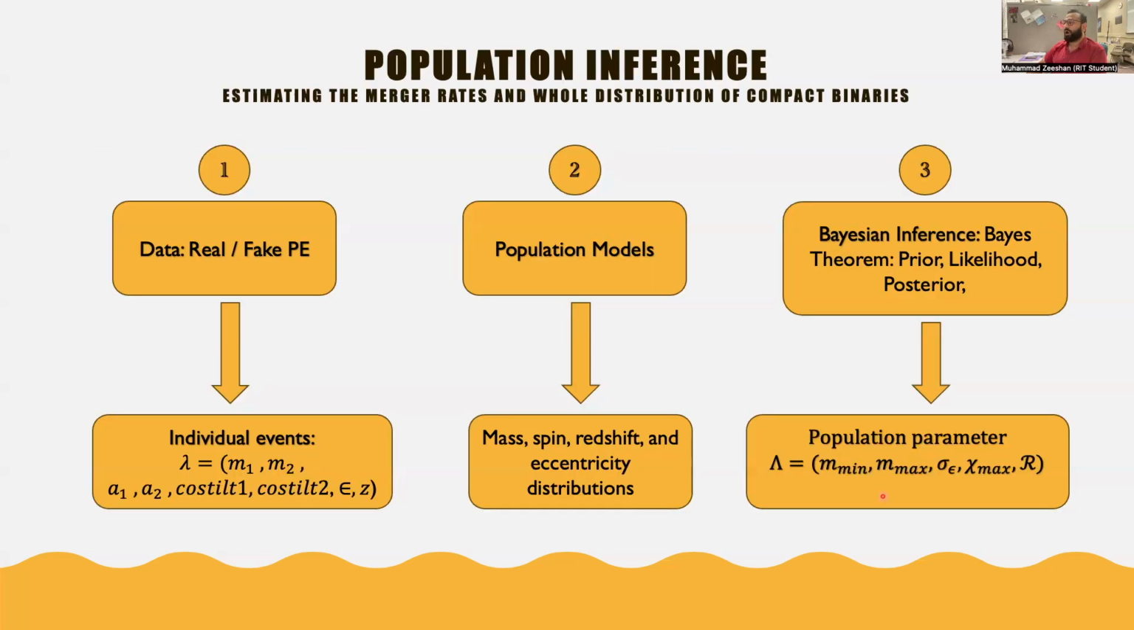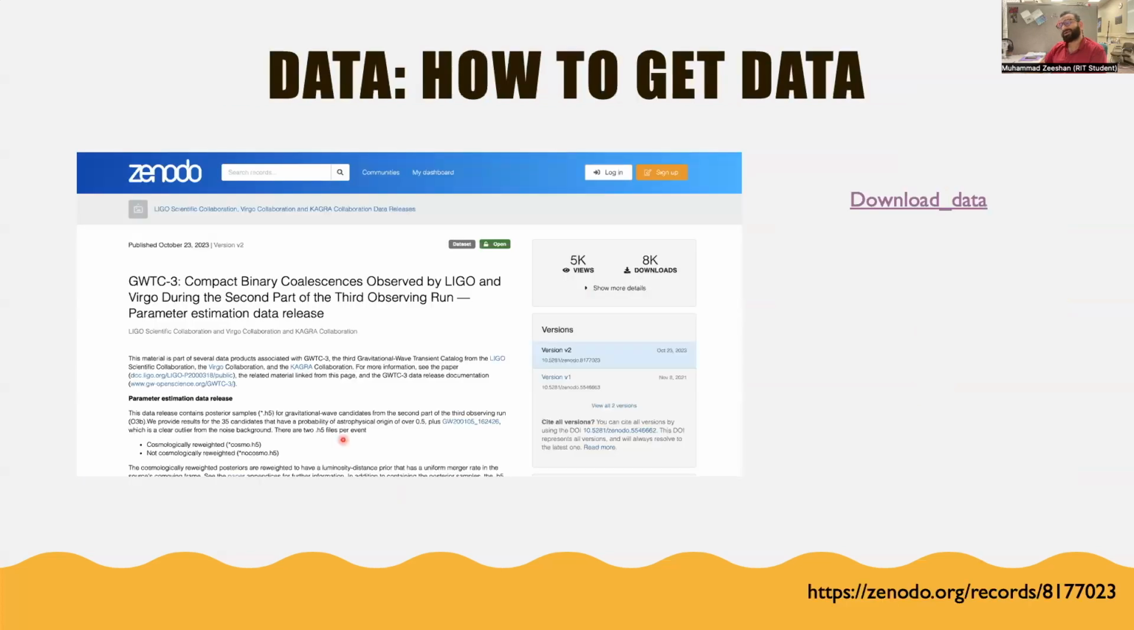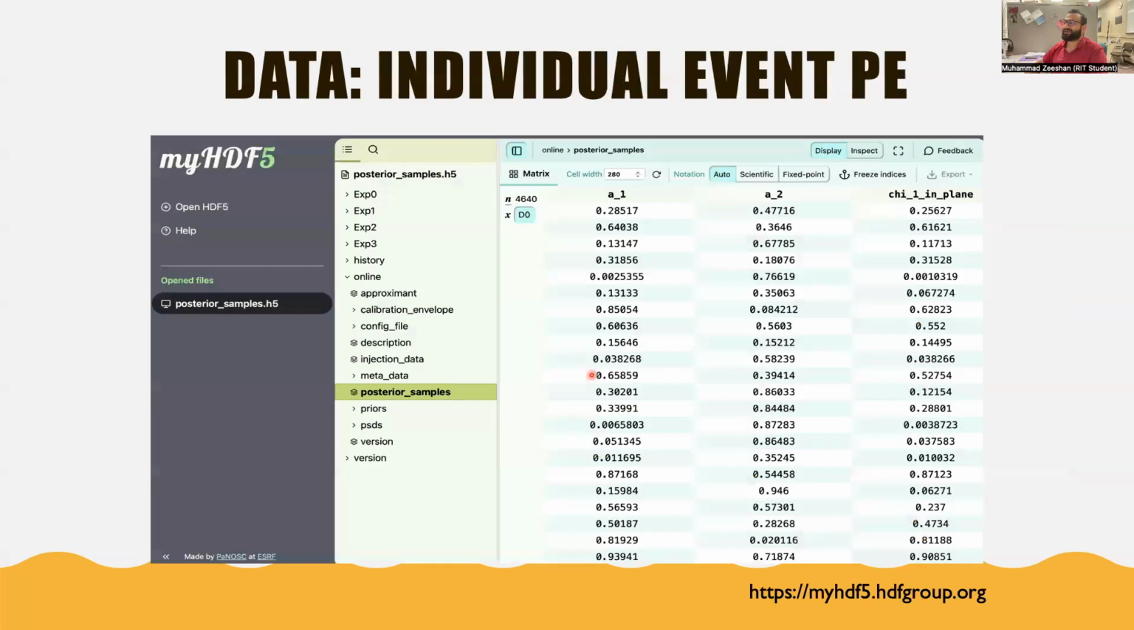So how do we do it? The first thing that we need is data. How can you get the data? The easiest way is to go to the Zenodo website. Here is the link, and it has all the data. You can download that data from there, and it normally has the .h5 file format.